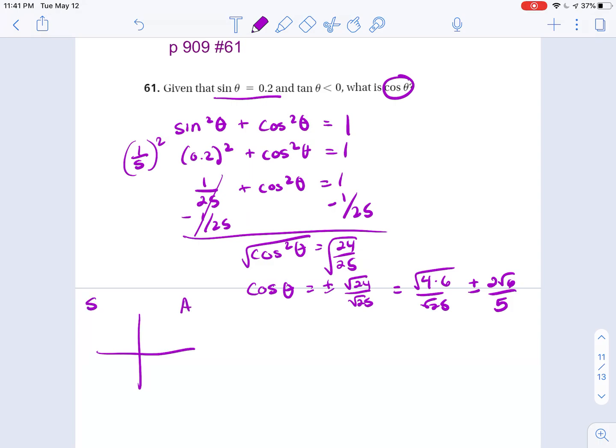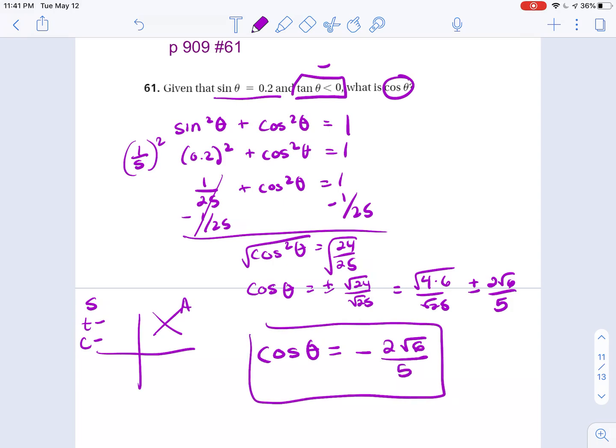So now we have to decide about the signs. Well, if I'm on my coordinate plane and my sine is positive, that means I'm either in quadrant 1 or quadrant 2. Those are the only two places where sine is positive. Now, if tangent is less than 0, that means tangent is negative. So what does that mean on my coordinate plane? Well, tangent cannot be negative in quadrant 1. That means we are in quadrant 2. So which sign do we take? Do we take a plus or do we take a minus? Well, since we're in quadrant 2, cosine is negative.